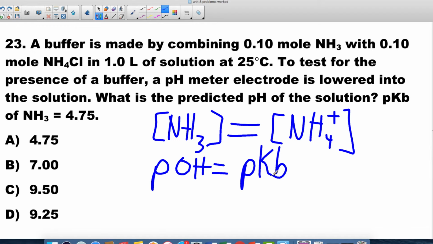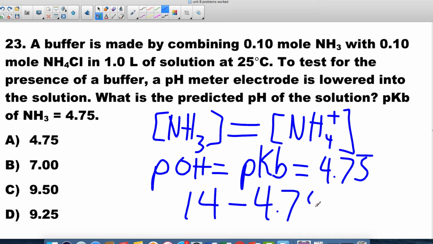Imagine a titration curve starting off with a weak base. Where you reach the half equivalence point, it's half base, half conjugate acid. That's exactly where we are here. The pOH would be equal to the pKb. That means the pOH is 4.75, which means that the pH is going to be 14 minus 4.75, and the answer ends up being 9.25.